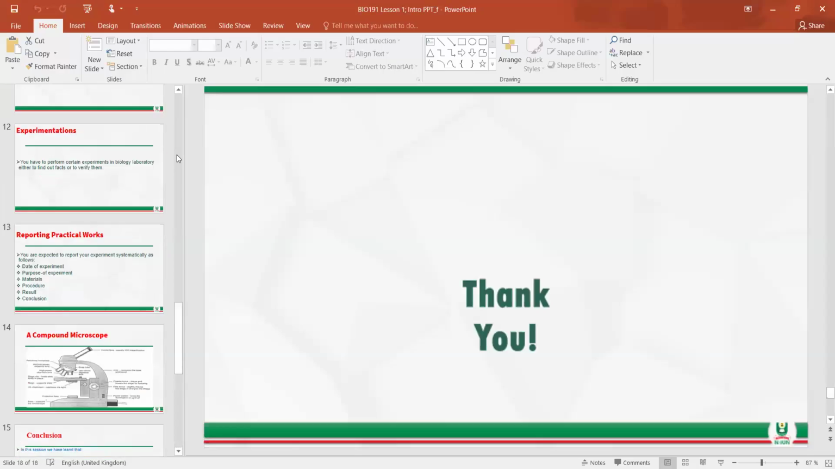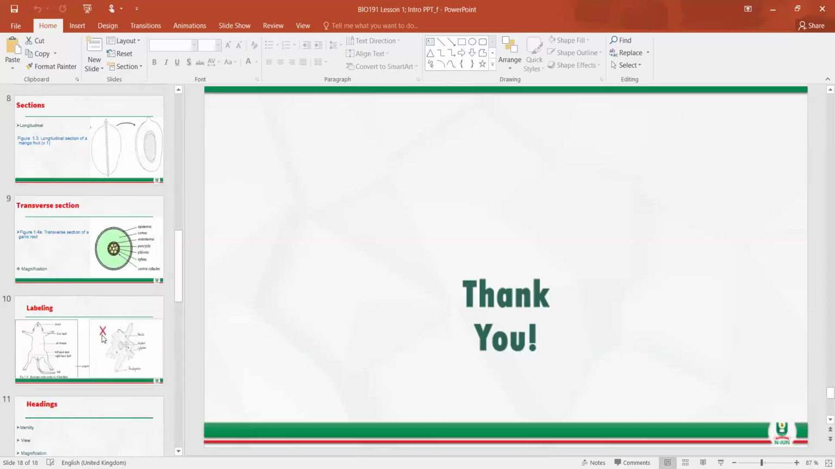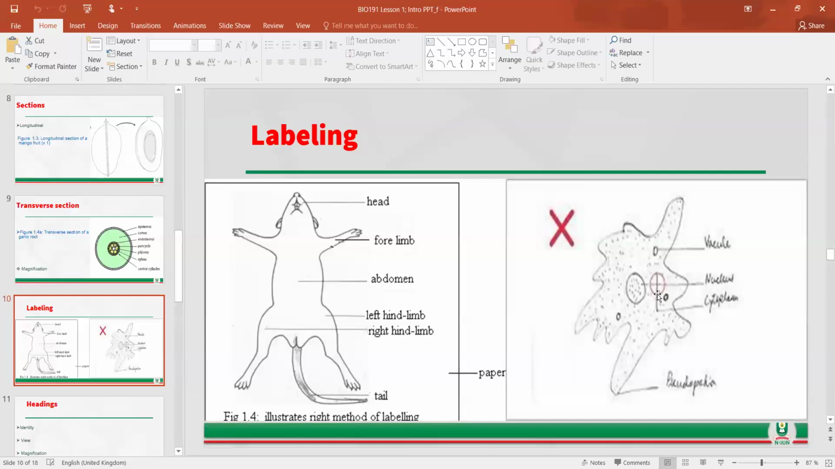You can see the labeling lines crossing. That is why it was marked wrong. But in the other, the rabbit, there was no crossing of the labeling lines. Let me open it again. Yes. See the amoeba. The nucleus and cytoplasm lines are crossing each other. That is what made it wrong. But here, every line is standing alone, parallel to each other. They should not overlap. Right?